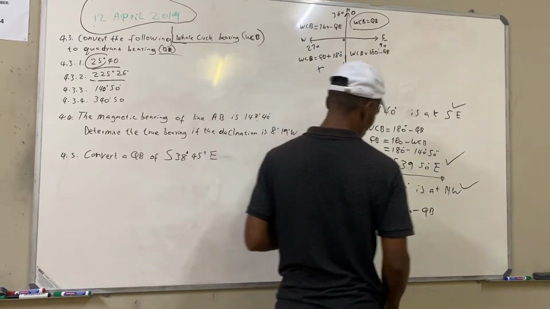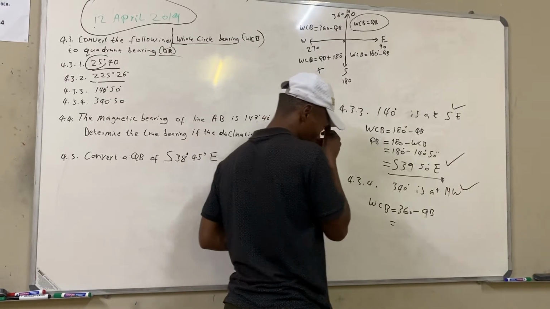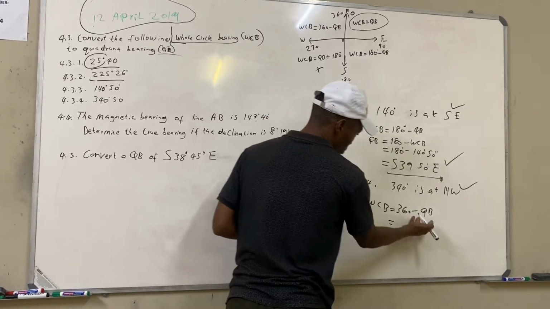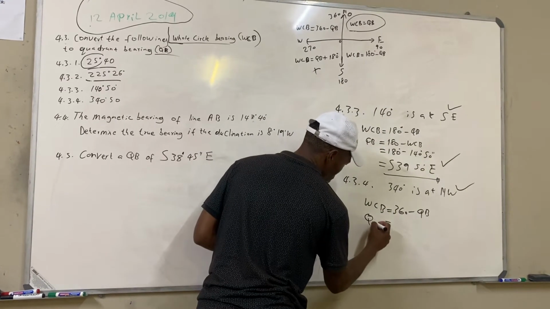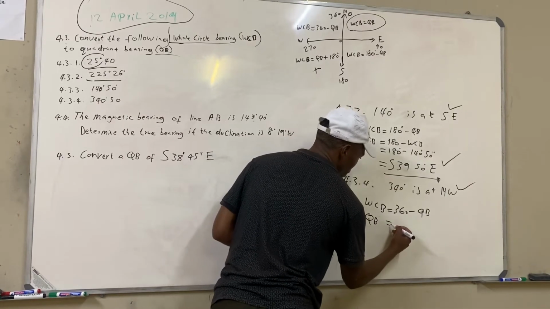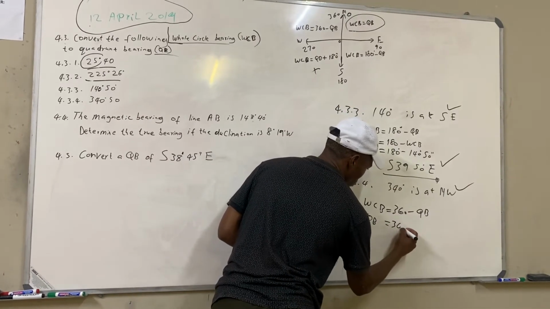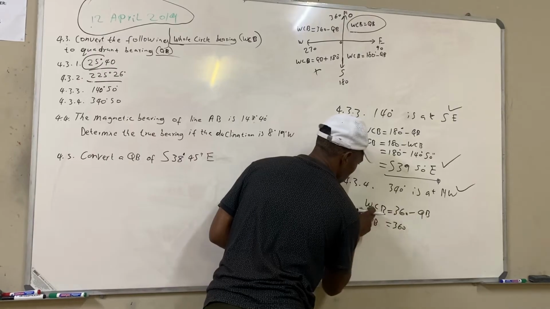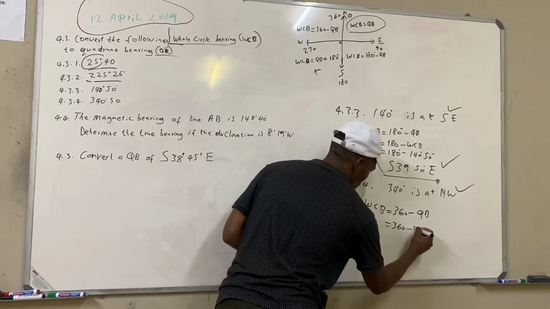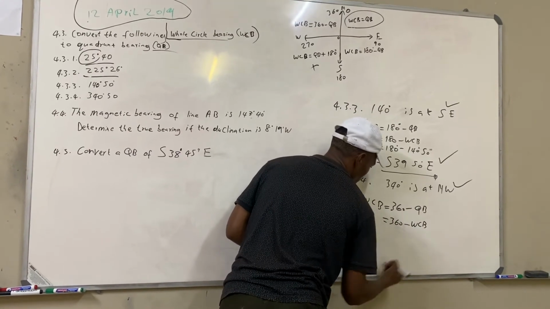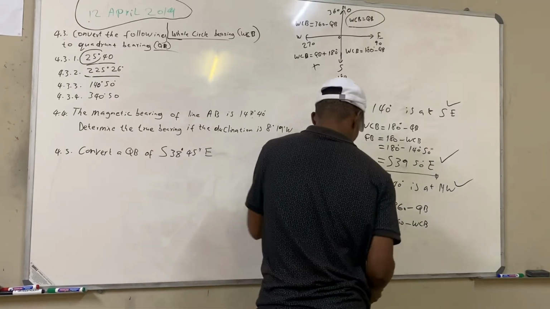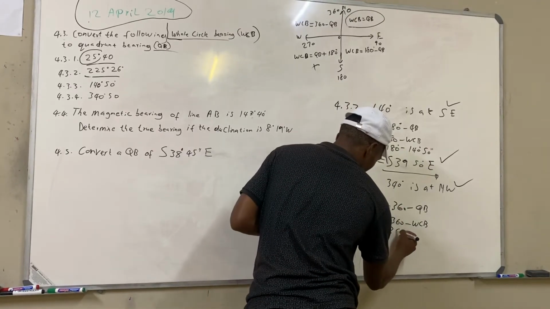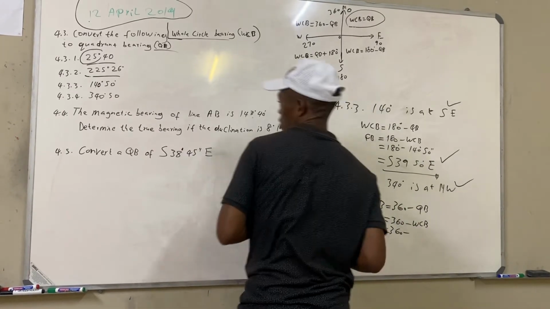It's going to be what you are calculating: the quadrant bearing. So the quadrant bearing, that side is going to be QB. Subtract what? Write this one the way it is, 360, then subtract the whole circle bearing. Then the answer is going to be what? Let me substitute: 360 minus this number is what?